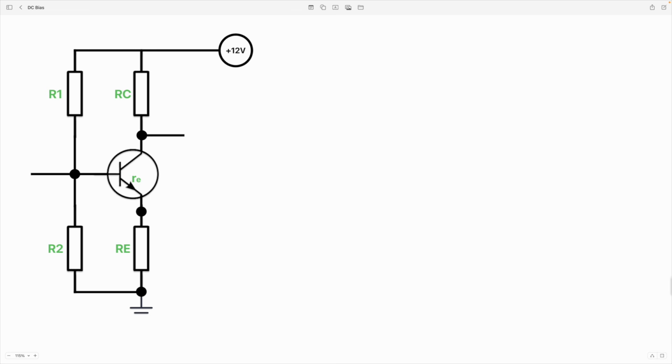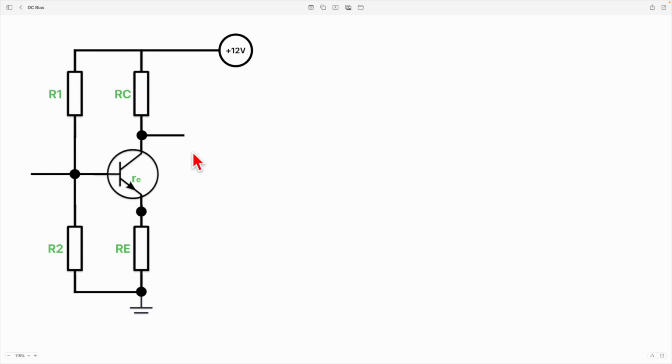So here is our simplified schematic, taking out all the AC bits and just leaving the DC sections. I've left the wire on the input here and the output here just so it's clear where the input and output are going to be, but we don't need to worry about those at the moment. So how do we start?